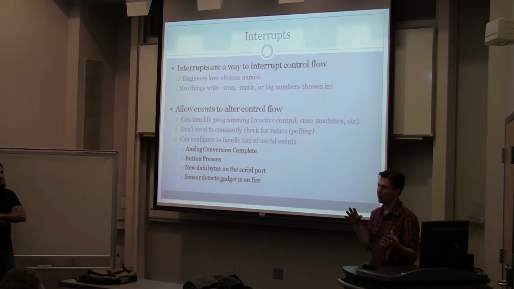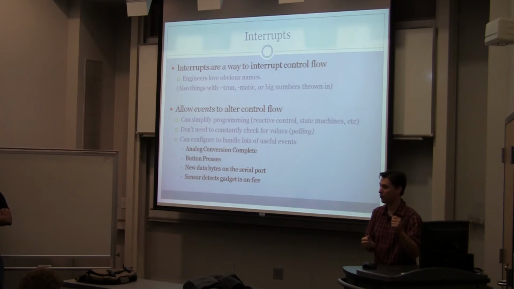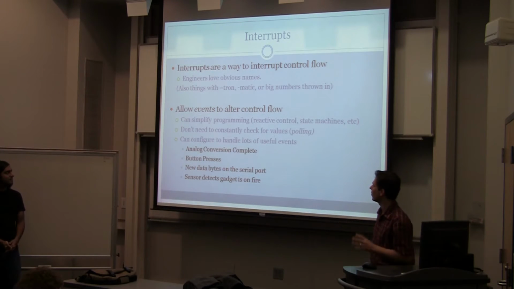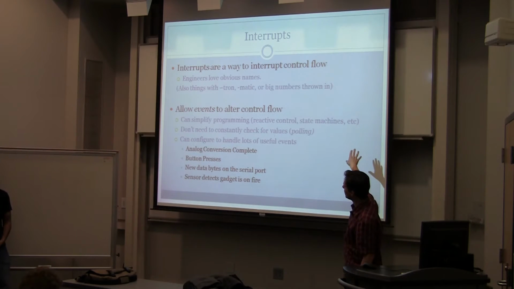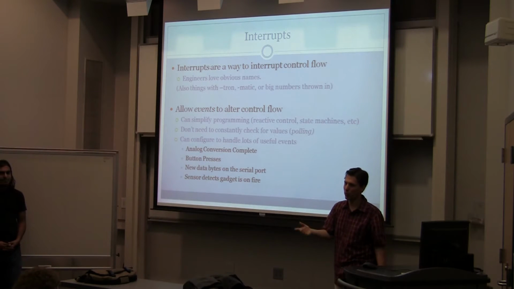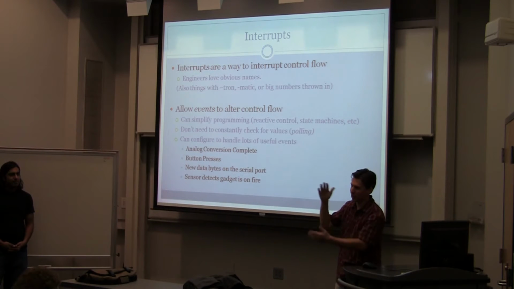And if you look even at the ATtiny data sheet, and you look at all the sources of interrupts, there are probably 30 or 40 of them. So there's lots of different things that can throw an interrupt. So it can simplify some types of programming. You don't have to constantly check for values, just polling, which oftentimes can be a very inefficient way to do things because you've only got a single process.